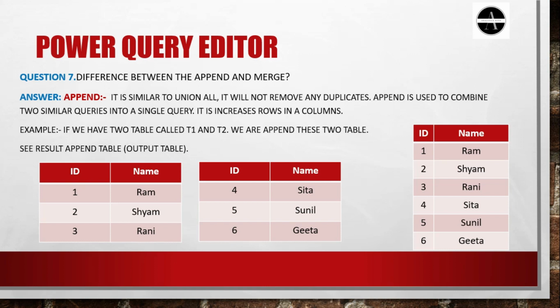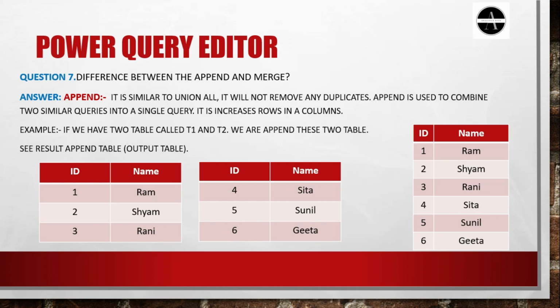So for example, if you have two tables called T1 and T2, as you can see on the screen, in the T1 table there are 2 columns, ID and name. In T2 we also have the same columns, ID and name. So when we have to append the queries, the columns should have the same name, the same data type, and the same number of columns should be there.